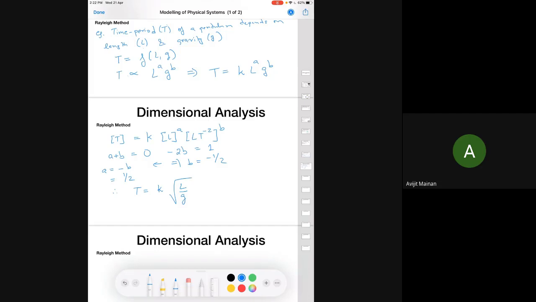And from your usual physics knowledge, you know that K is equal to 2 pi. But this comes from, what should I say, external knowledge. So dimensional analysis would give you root of L by g, but it would not give you the value of K. So this is the simple Rayleigh method.